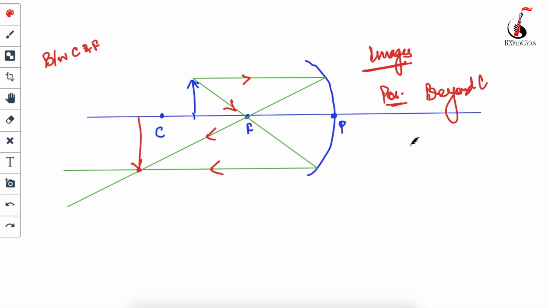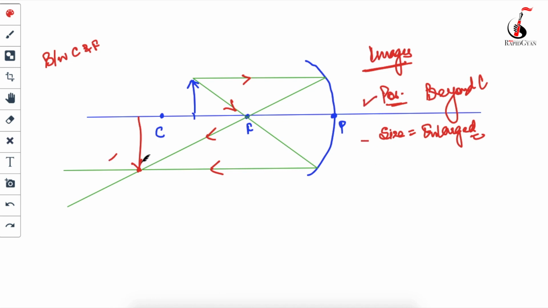What's the next thing? Next we find size. Size is enlarged. You can see it's bigger than the object. So size of the image will be enlarged.